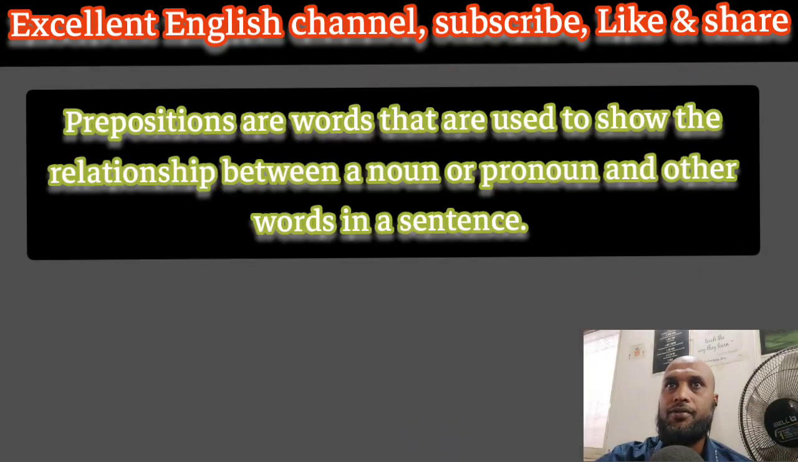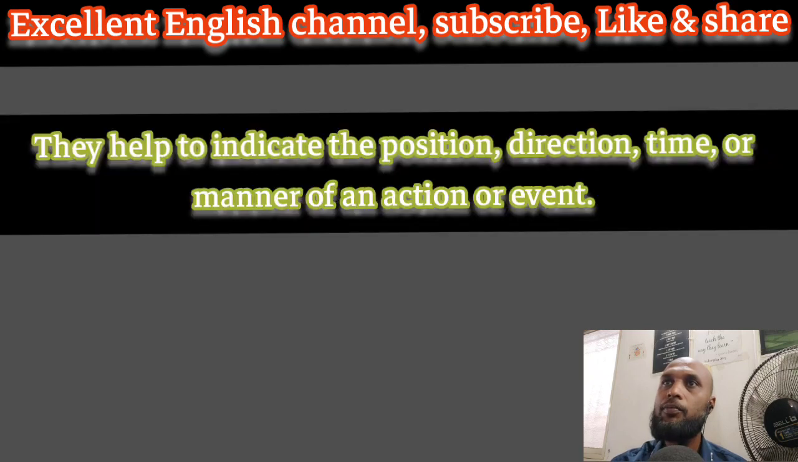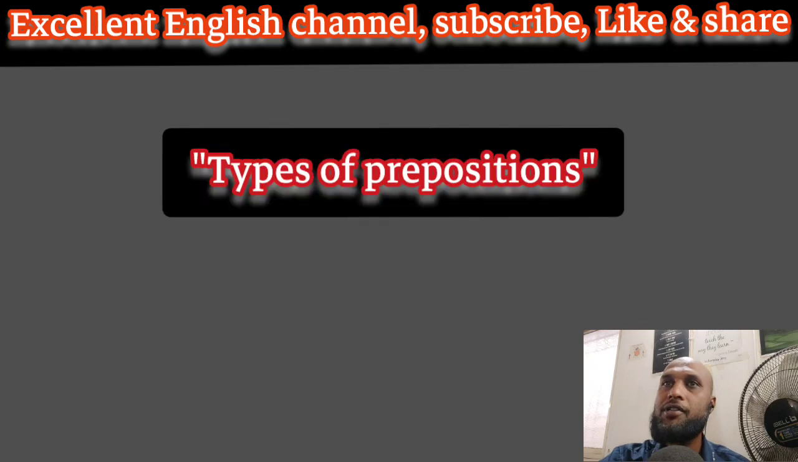What are prepositions? Well, prepositions are words that are used to show the relationship between a noun or pronoun and other words in a sentence. They help to indicate the position, direction, time, or manner of an action or event. All right, let us look at the various types of prepositions.